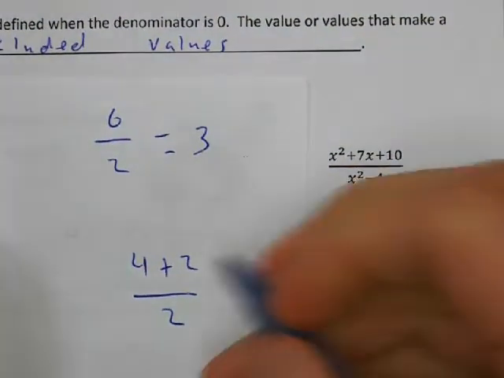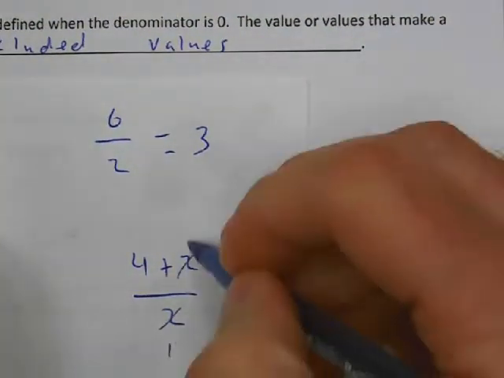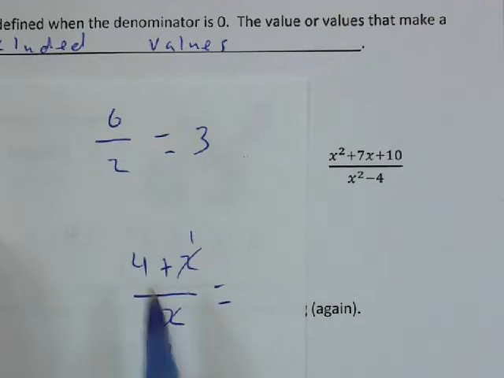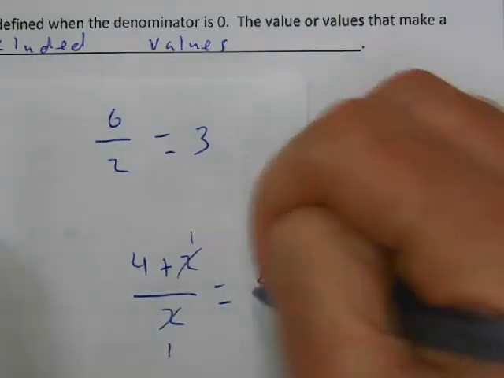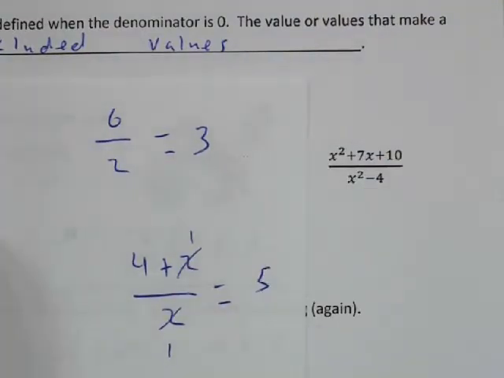Okay, well, now I got these 2's. Can I reduce these 2's and turn them into 1's? Well, then what do I get? 4 plus 1 on top, which is 5, over 1, so my answer is 5. Well, is the answer to this thing 5? No, it's 3. So again, we can only reduce when we're multiplying.